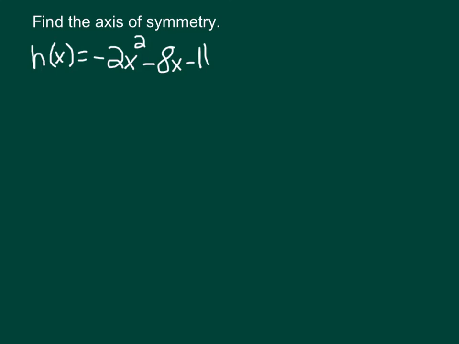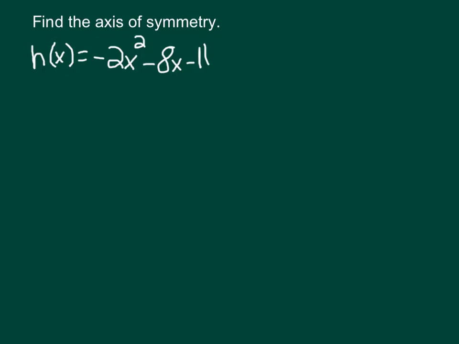Okay, in this particular problem we're looking at finding the axis of symmetry. And the big thing that we have to do first is find the vertex. Once we find the vertex, then we can easily find our axis of symmetry. Remember that the vertex is either the highest or the lowest point on a graph.